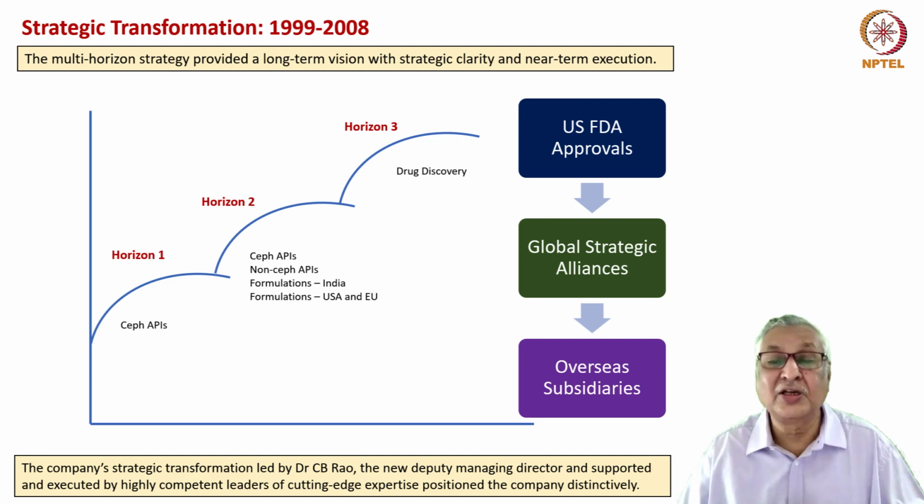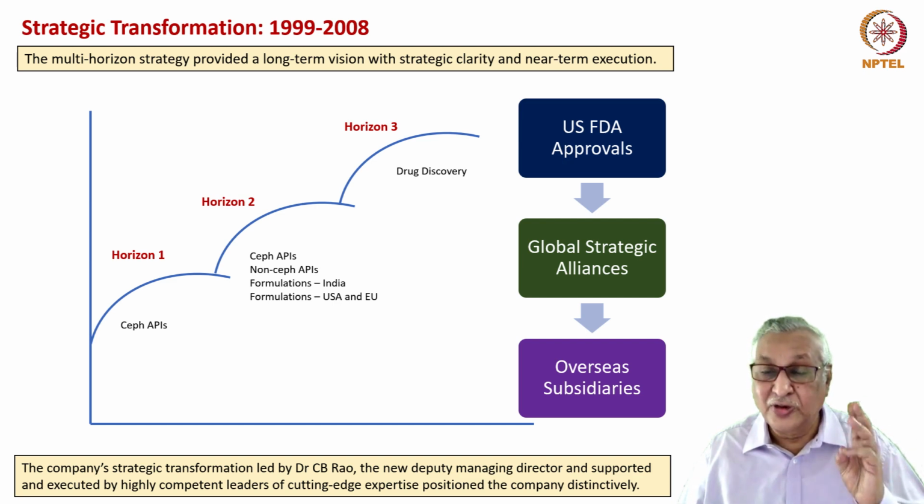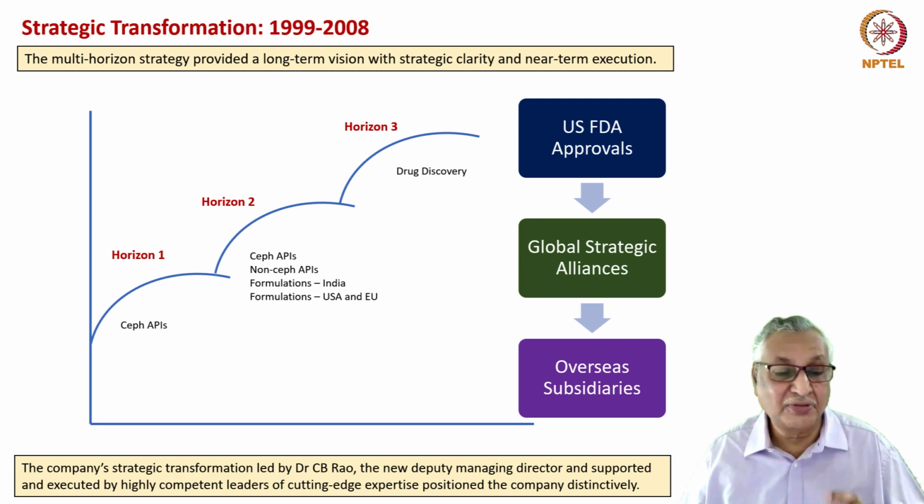Then in Horizon 3, drug discovery, that is discovery of new chemical entities, was taken up as one of the important segments of business for the future. And the three pillars that supported this: US FDA approvals, global strategic alliances, and overseas subsidiaries.